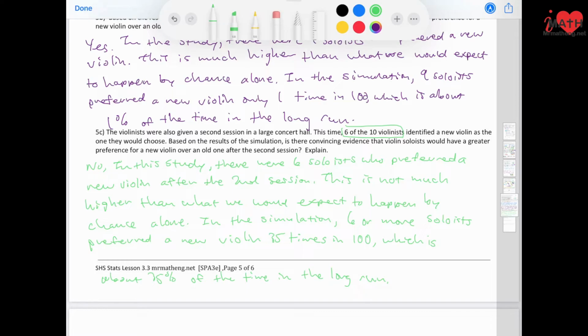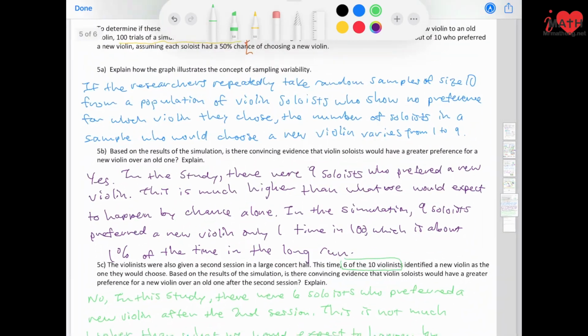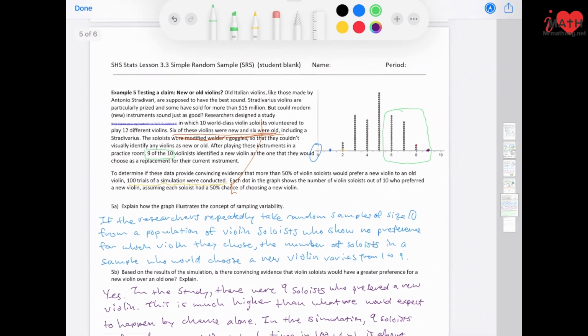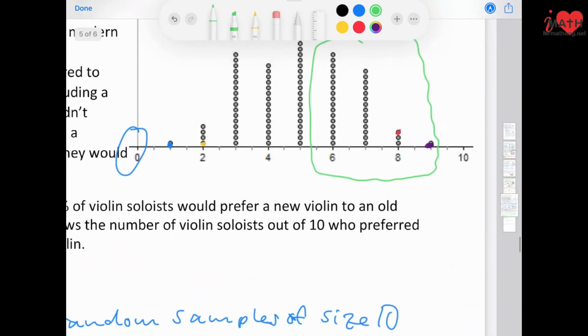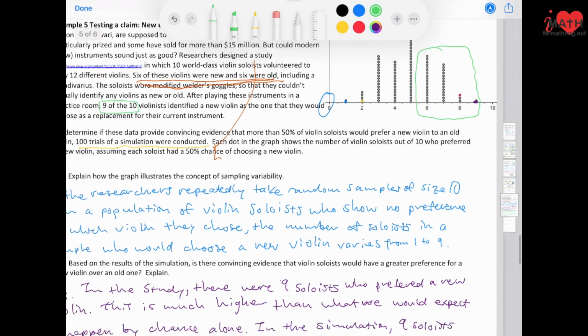So maybe because they're in the concert hall, they're actually hearing a better sound, a more true sound of how they would normally play it. And now only 6 out of 10 violinists are preferring this. But if you do the simulation based on the data given in the original problem, only 35 in that green box.